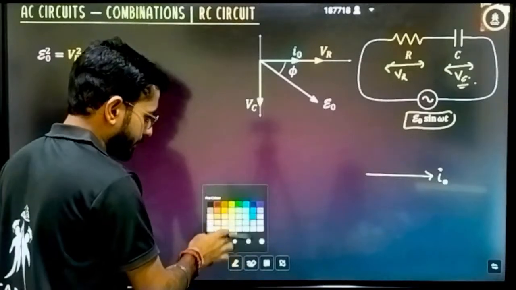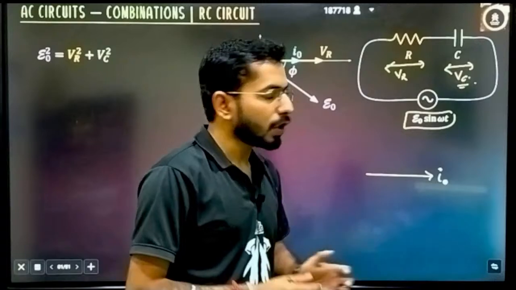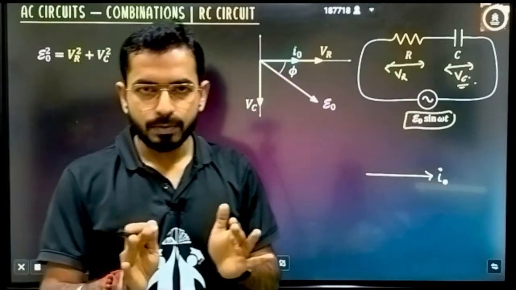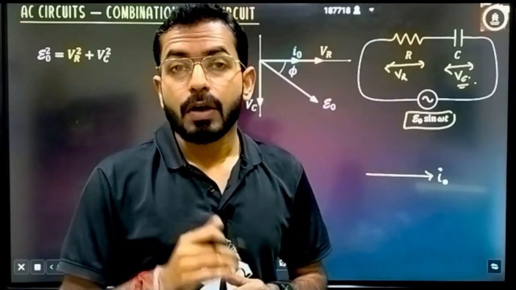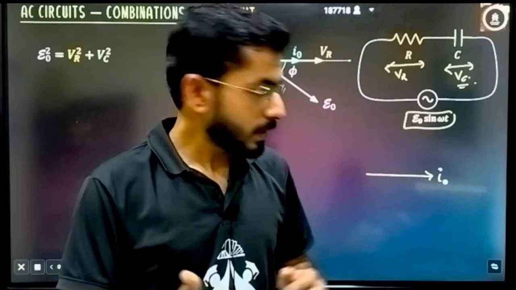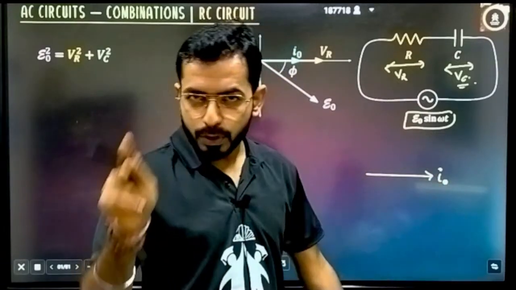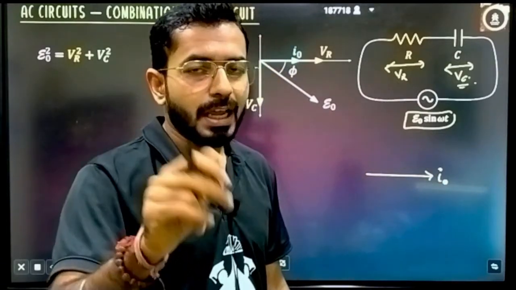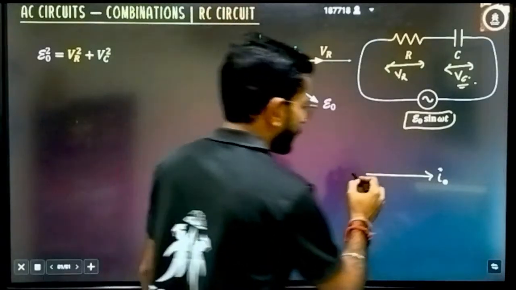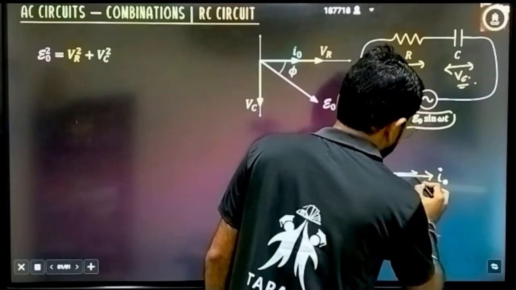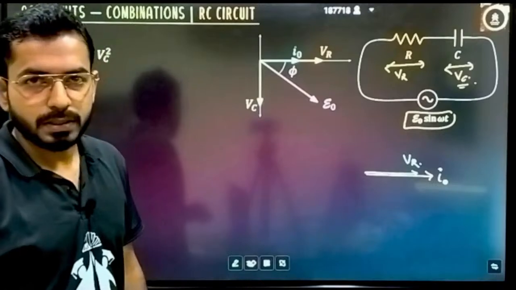Very good. Now if I am talking about the potential across the resistor, please remember that carefully. What I will be doing, students, if I'm talking about the potential across the resistor, I can say current and potential should be in the same direction, yes or no? If current and potential are in the same direction, then only I can say that it is in the same phase. So I will draw it also in the same direction. This is the potential difference across the resistor.